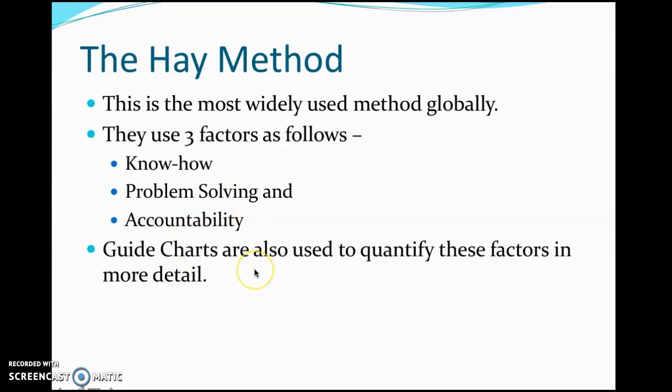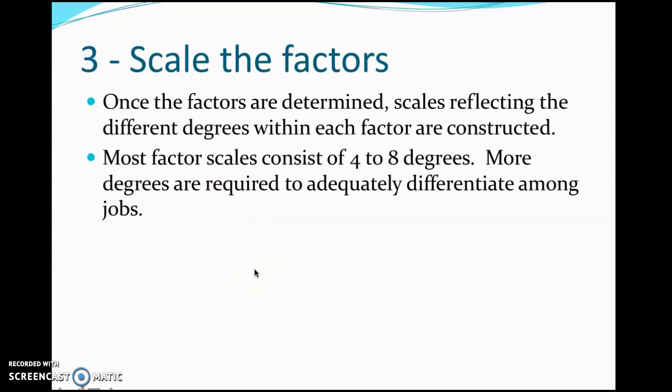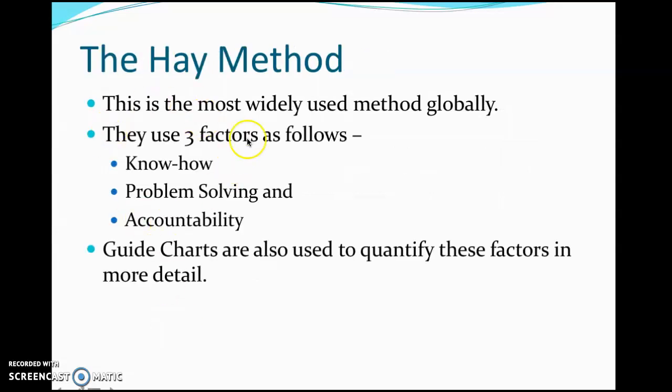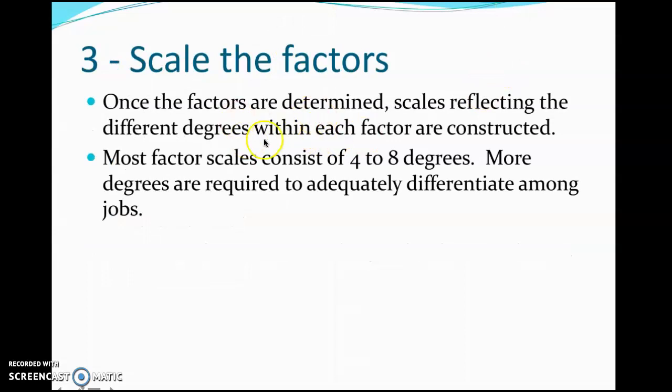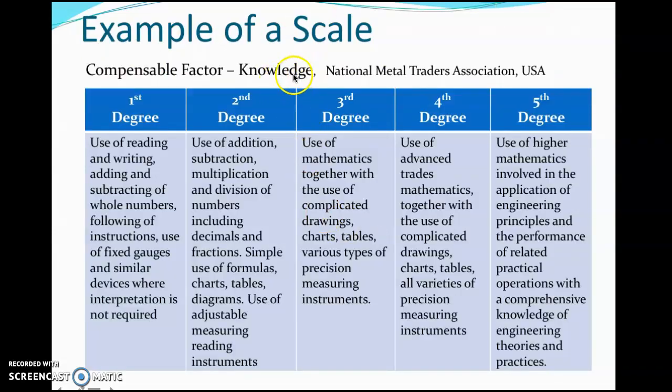Then they have guide charts that quantify these factors in more detail. So once you determine whatever factors you want to use based on these 3 kind of areas, then you can actually go down a level. So let's just look straight to the example. So this one is knowledge, so they're about know-how, and they have taken it into degrees. So the general compensable factor is knowledge.